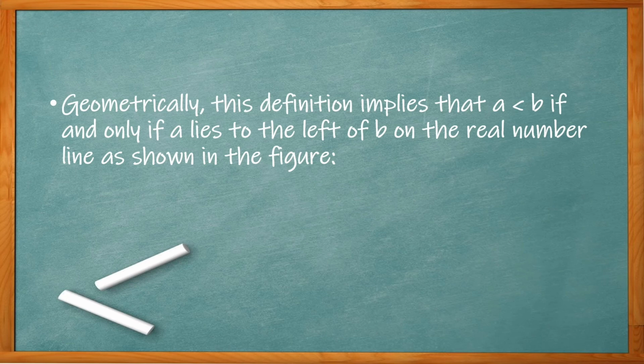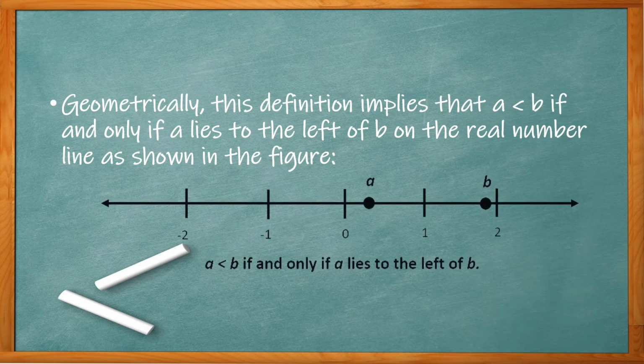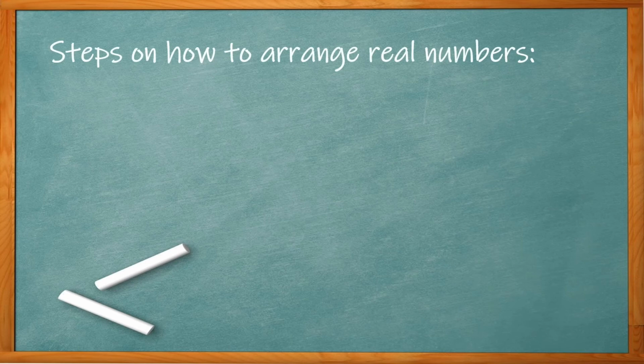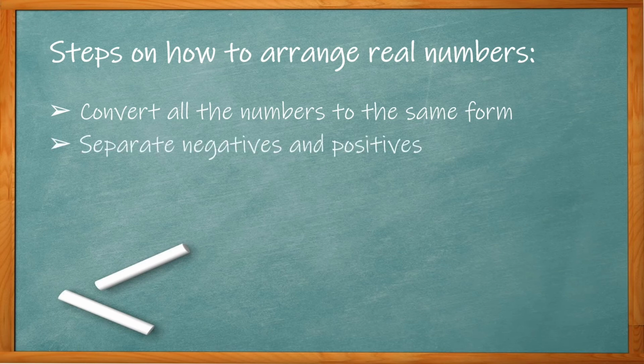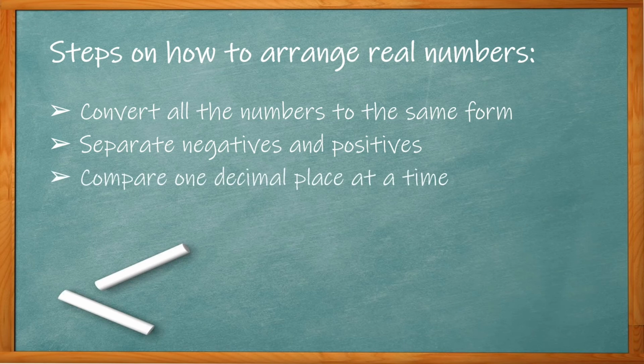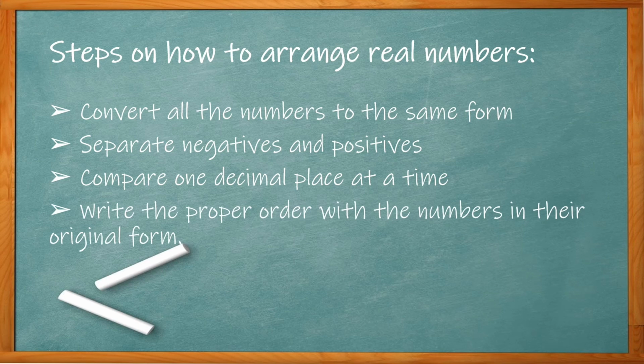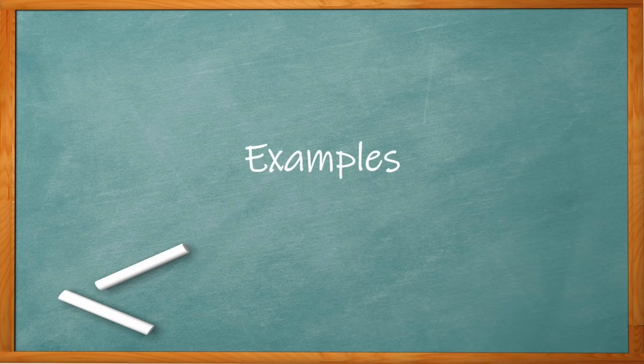Geometrically, this definition implies that A is less than B if and only if A lies to the left of B on the real number line as shown in the figure. Here are the steps on how to arrange real numbers. Convert all the numbers to the same form. Separate negatives and positives. Compare one decimal place at a time. Write the proper order with the numbers in their original form. Let's have examples.